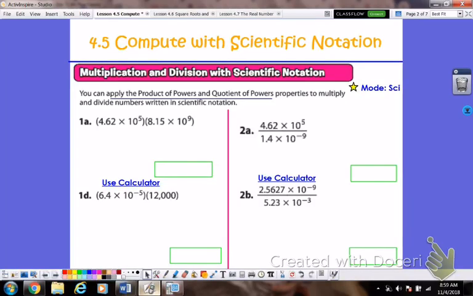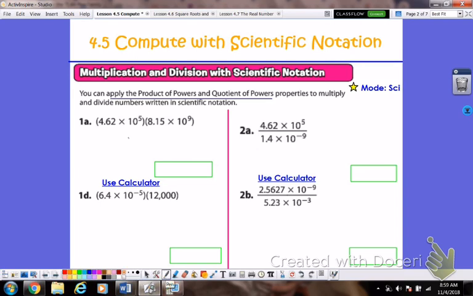Hi guys, now that we have learned what scientific notation is and how to convert between standard form and scientific notation, we want to work with computing with scientific notation. So starting off, we're going to start with multiplication and division. You can apply the product of powers and quotient of powers properties to multiply and divide numbers written in scientific notation. So we take this first example here.